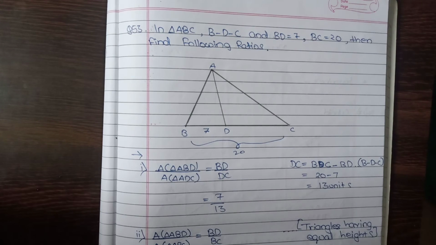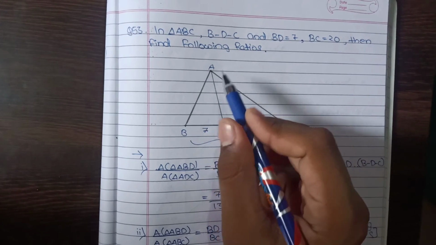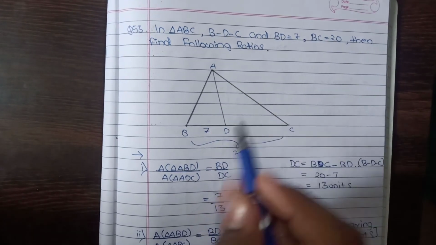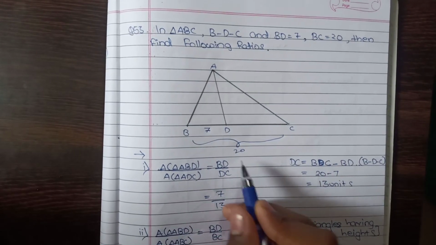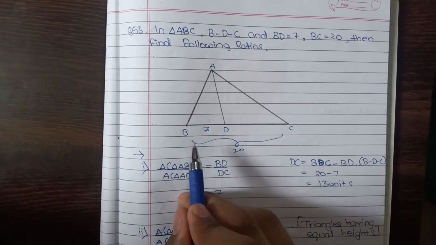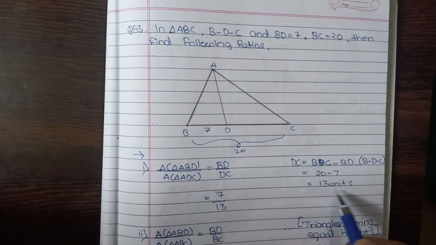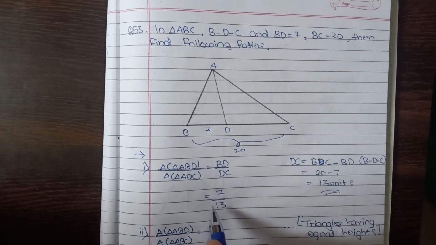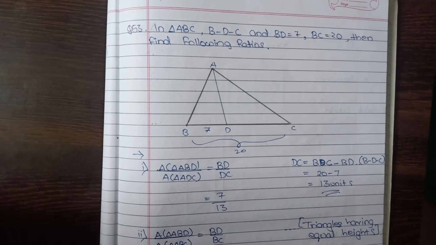Now what you'll notice is that both these triangles have equal height, which is AD, so the ratio will be BD upon DC. BD is 7, and since BC is 20, DC equals BC minus BD, which is 20 minus 7, which is nothing but 13 units. Therefore area of triangle ABD upon area of triangle ADC is 7 upon 13.